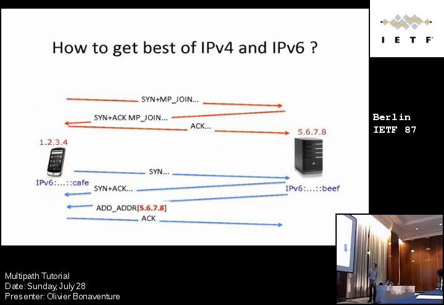If we want to get the best of IPv4 and IPv6, we could do the following. We start over IPv6, and thanks to Multipath TCP, we learn the ability of using IPv4 as well on the server. We open IPv4 on the server by joining the IPv4 subflow to the IPv6 subflow, and then we can send data over the best subflow, the one with the lowest delay and the lowest amount of congestion. So we can benefit from both correctly.